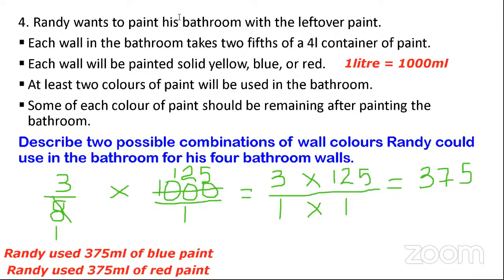So remember that we do two walls of painting, two walls yellow. And each wall takes 375 milliliters of paint. So we have worked out and figured out that Randy used 375 milliliters of blue paint for one wall, 375 milliliters of red paint for another wall. So for one yellow wall, he will use 375 milliliters. And for the other, he would use 375 milliliters. So one way of solving this is to add 375 milliliters to itself, or to multiply 375 milliliters by two.